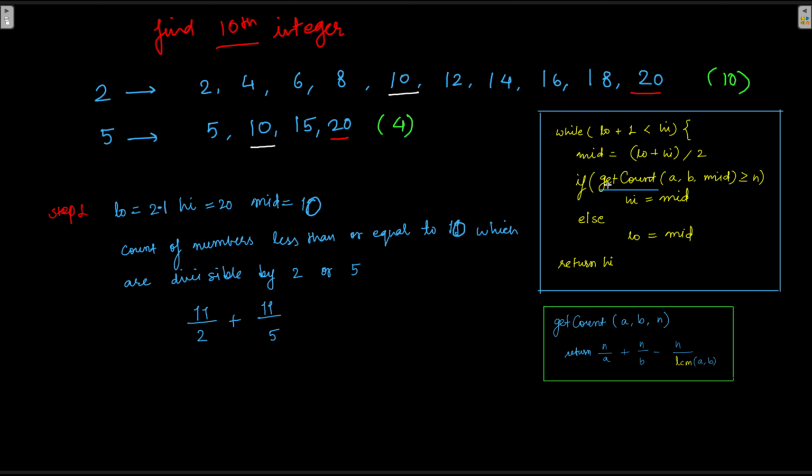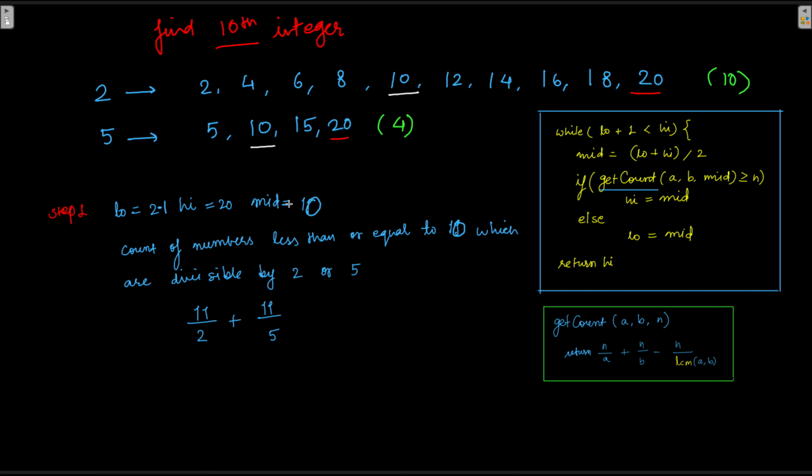So this function getCount of a, b, mid, and that is greater than or equal to n, that gets us whether the count of all the integers in this range is greater than or equal to n or not. And this is the definition of getCount. And this is the expression we have already discussed in the previous section.